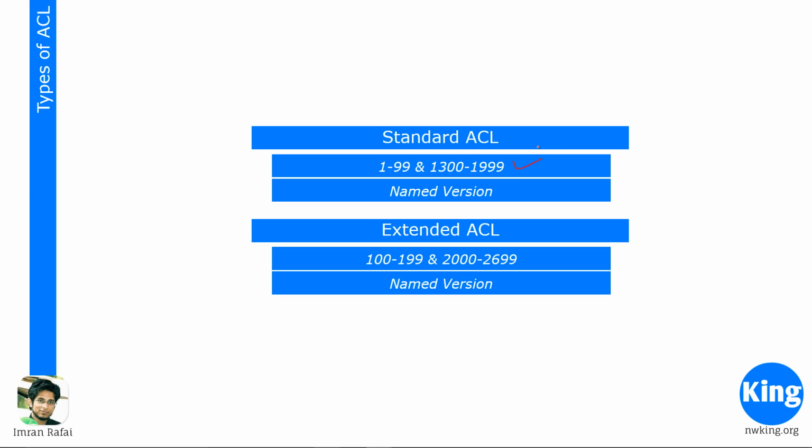They have nothing to do with priority. Standard ACL 1 has no more priority than standard ACL 2, right? This is just the name. We can also have a regular name for these access lists. That's also possible. Similarly, extended ACLs are ACLs with numbers 100 to 199 and 2000 to 2699, or of course you can have a named version of these ACLs as well.